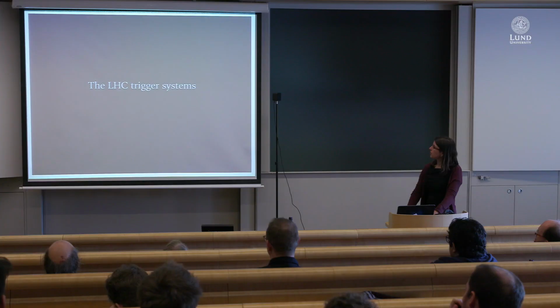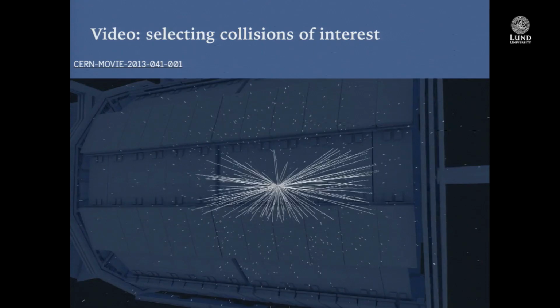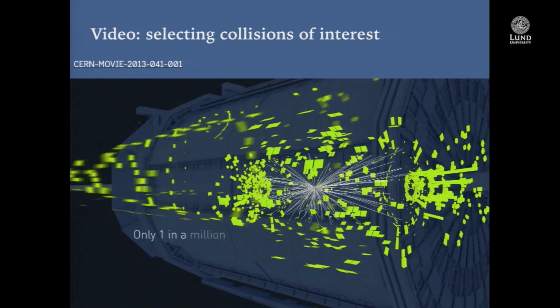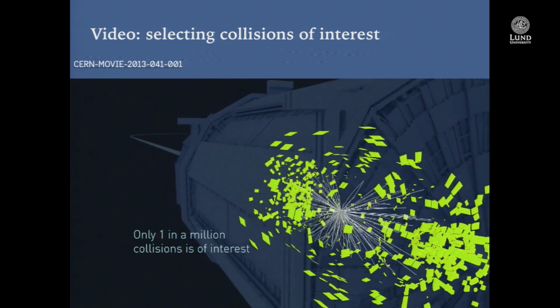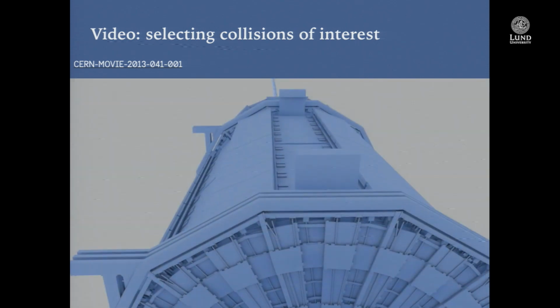So we need to select the events that are interesting out of what we can't record in real time. And real time is about milli or microseconds here. So let's have a short video of the LHC trigger systems now. It should start where we left off earlier. So we decided that we can only take one in a million collisions. Only one in a million is containing a Higgs boson.